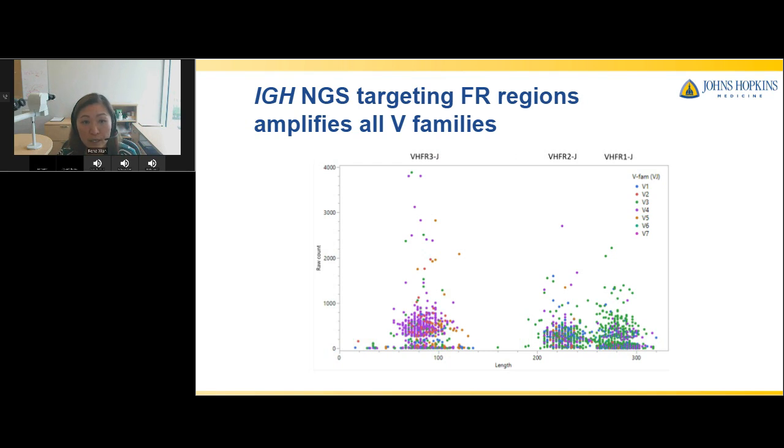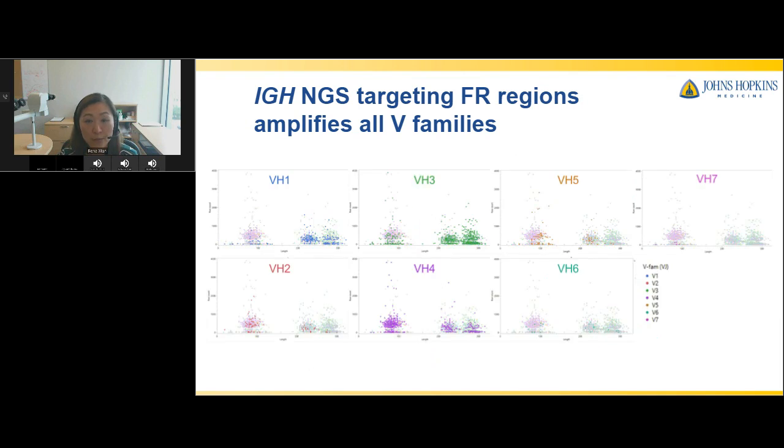And you can see I tried to color code the different V families, and it does appear, just like the traditional PCR technique, that every V gene is amplified 3 times, by every framework primer. And so to convince you that that's true, let's look at a breakdown.